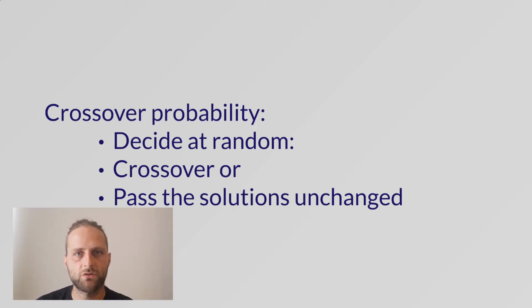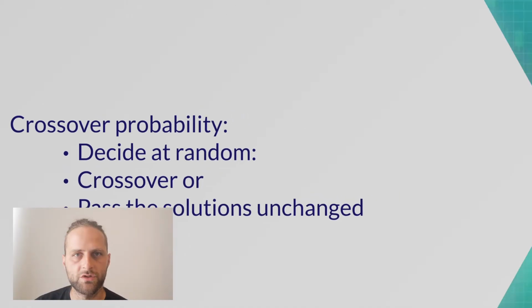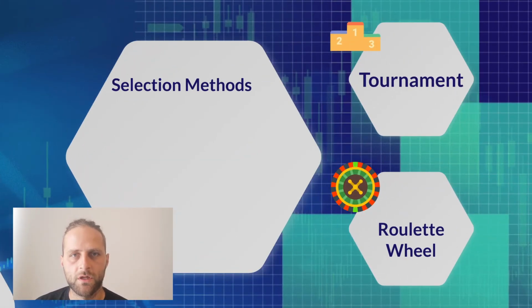When we decide not to cross the solutions, instead of mixing the chromosomes from one parent and the other, we just pass the chromosomes as they were. You can think of it that instead of producing children, which are a mix of their parents, we just produce clones of the parents. How exactly do we select which solutions we want to cross over?